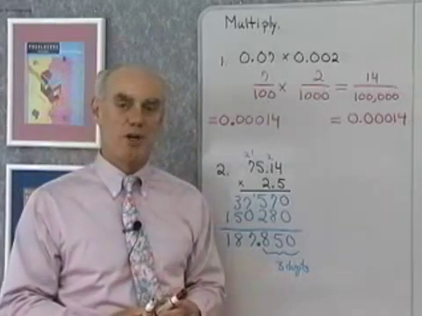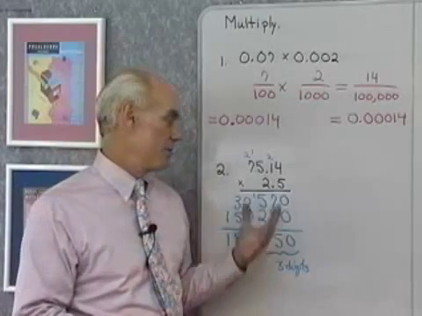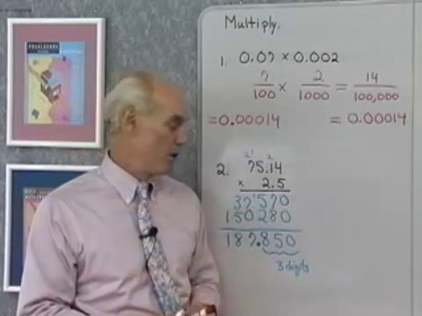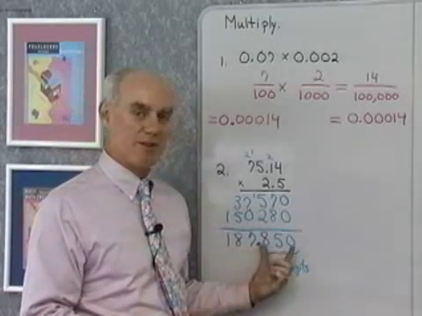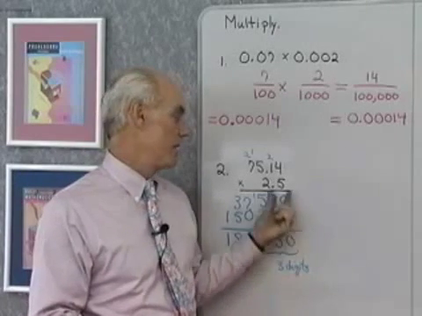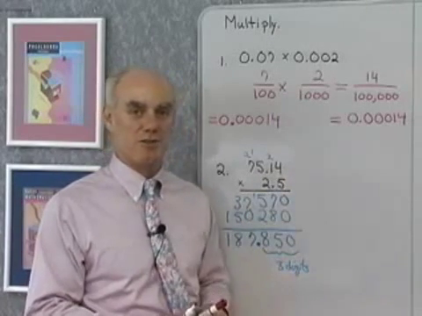So that's the rule for multiplying decimal numbers by hand. Simply multiply as if there is no decimal point, and in your answer you have to have as many digits to the right of the decimal point as you did in both of the numbers that you started with.